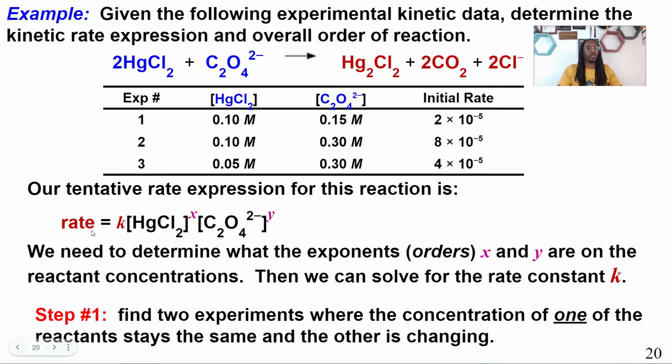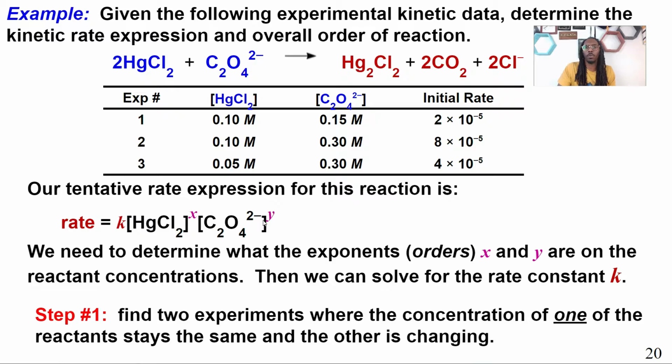So rate equals k times our concentration of mercury chloride, and we don't know the order, so I'm just going to put a variable here, x. Then we have our C2O4, our oxalate ion here, and once again I don't know the order, so I'm just going to put y here. So this is what we're solving for. We're solving for x and y in this case.